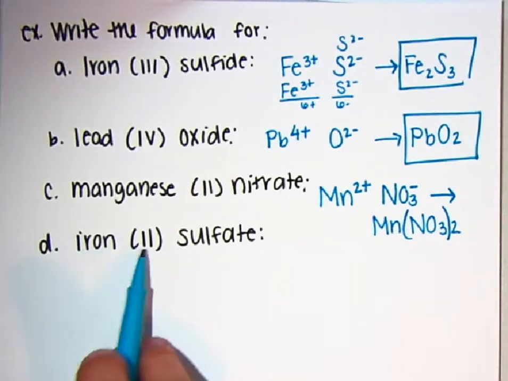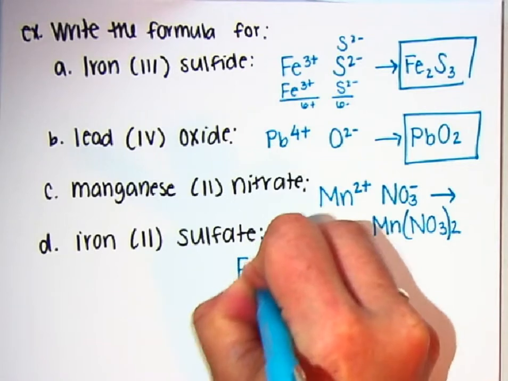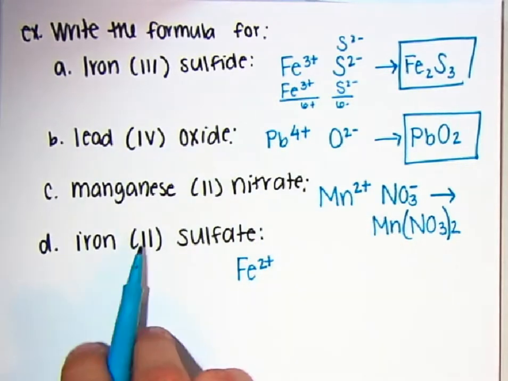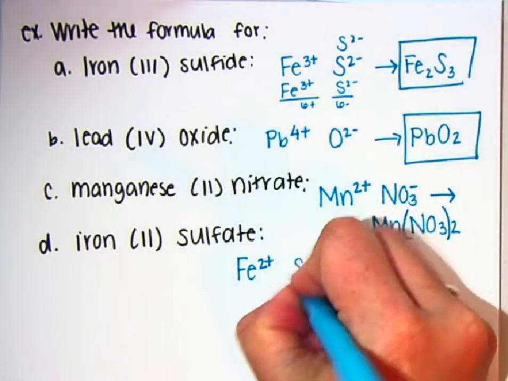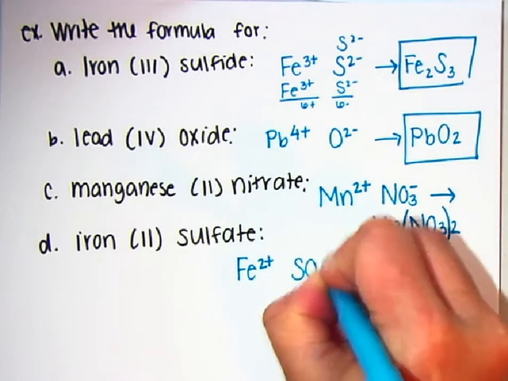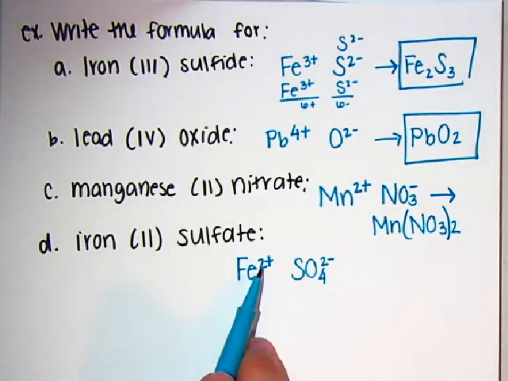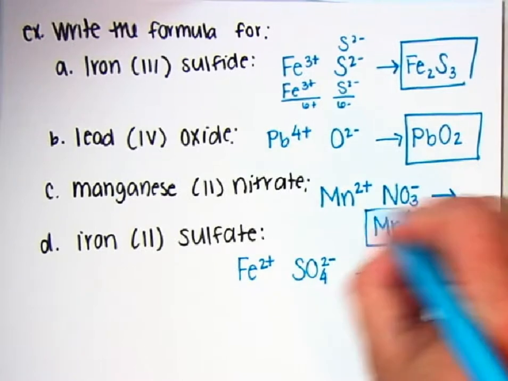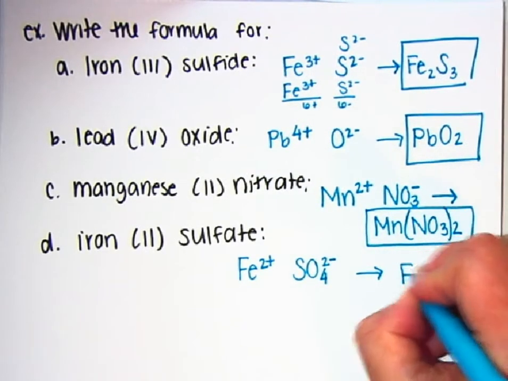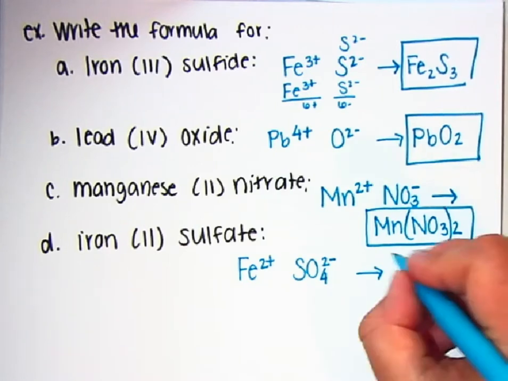Last one, iron(II) sulfate. The Roman numeral tells us the charge of the cation. Sulfate is also polyatomic, and it is SO4 2-. Iron is +2, sulfate is -2. This is going to be a 1-to-1 ratio. So my ionic formula would be FeSO4.